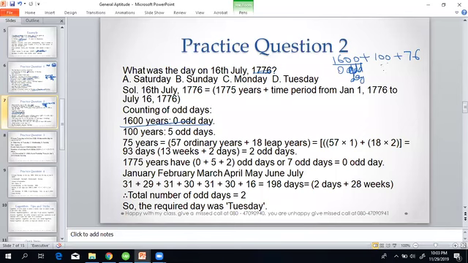Then 100 years gives 5 odd days. And not 76 years, because it is 16th July 1776. So there are 75 complete years and some number of days. Okay, so there are 75 years. In 75 years, there are 57 ordinary years and 18 leap years.